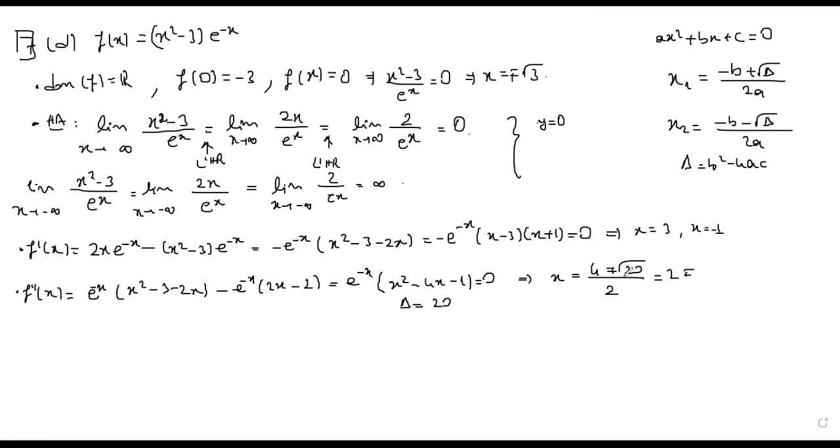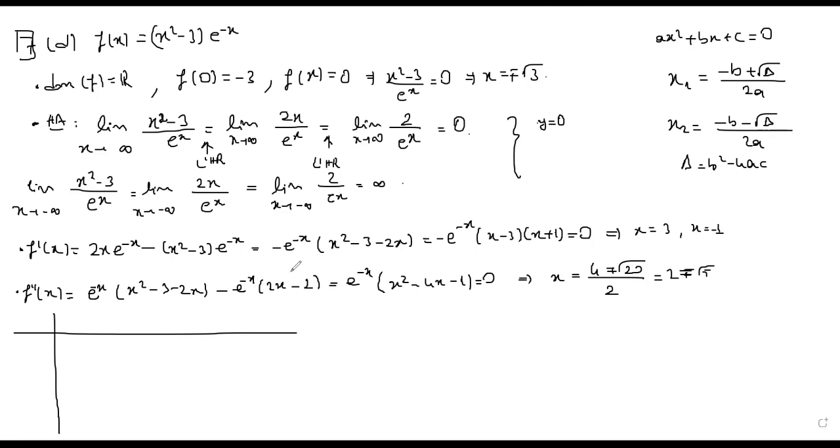So the 2's are simplified, and we get square root of 5. These two are the roots of this polynomial, which means, as they are in the domain, they are the inflection points. Okay. Now let's find the table.